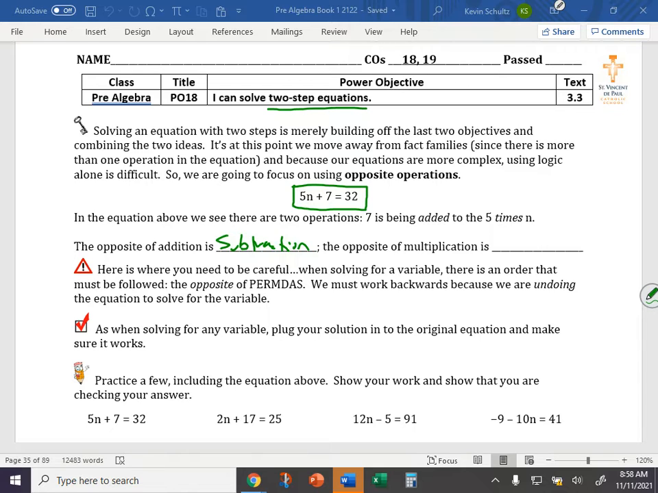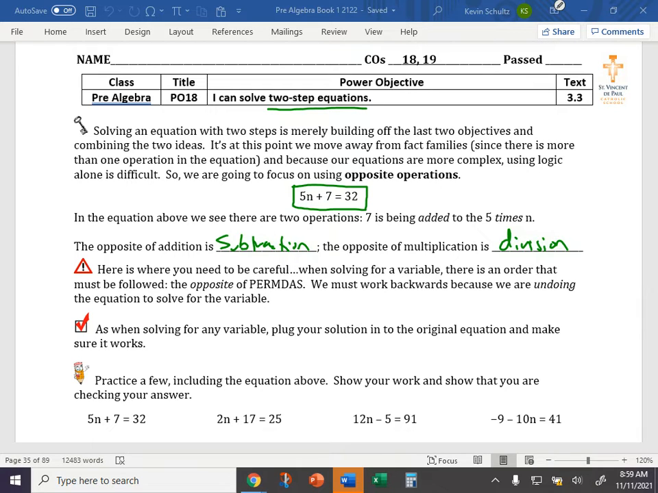In this case, 7, right? Since we're adding 7 in the original equation, we're going to be subtracting 7 to undo that. Okay? Then we look and see that we're multiplying, right? 5 times n, and the opposite of multiplication is division. And those are your two steps for solving this. Okay? What does the original equation have? And then what would the opposites of those operations be?